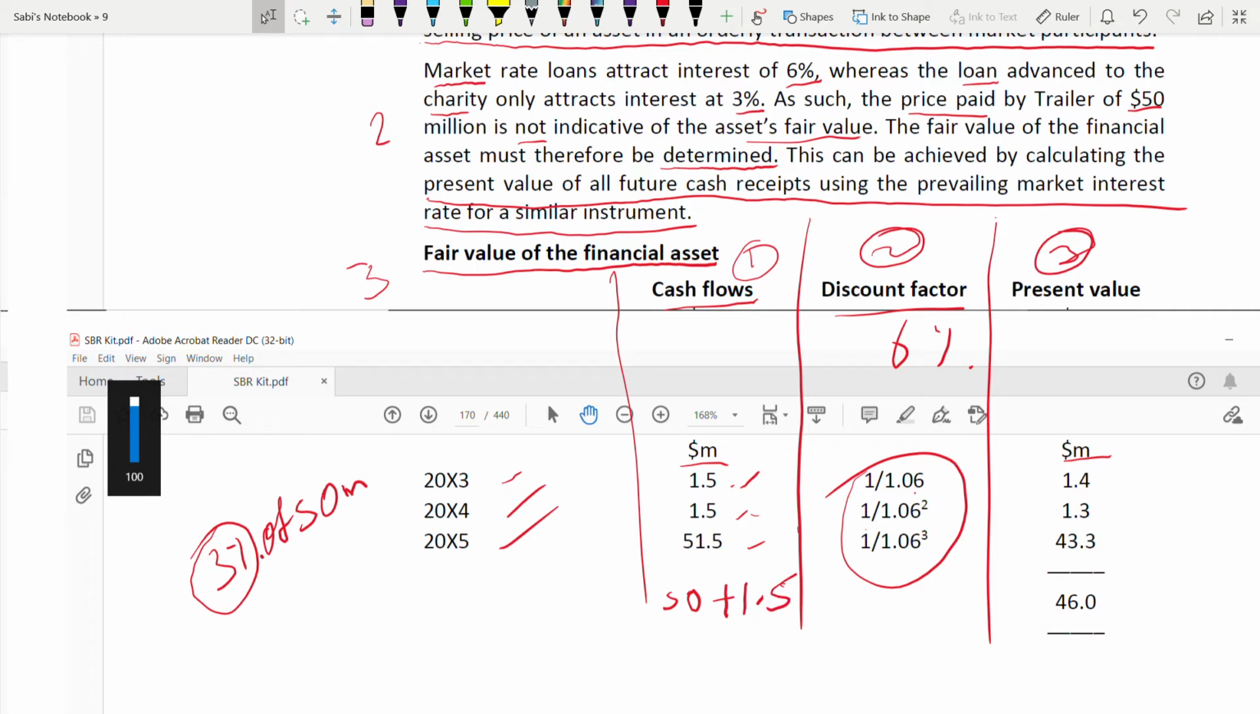Now it's easy to discount. How do you discount? Multiply the first column figure with the second. Multiply this by this, this by this, and this by this. 1.5 into 1 divided by 1.06. You multiply and you get this amount. Add all of this and this is your 46. Try to round up to the whole number, I would say. So this is the fair value of the financial asset, 46. It's not 50 million, it is 46 million.